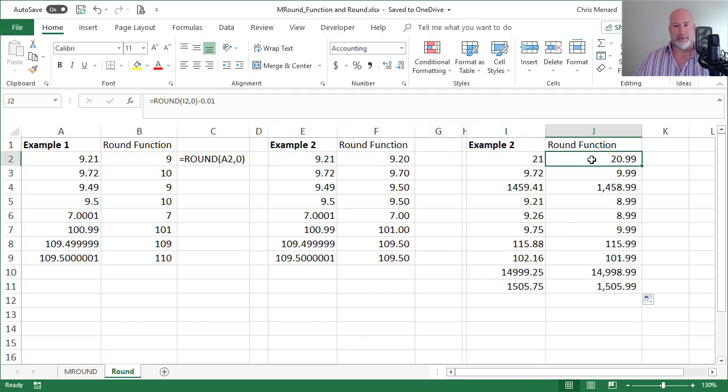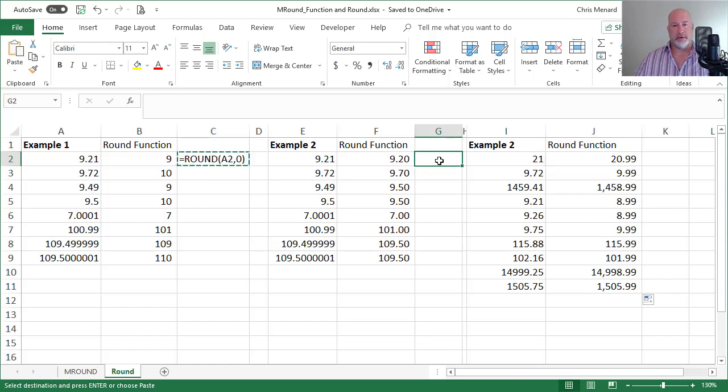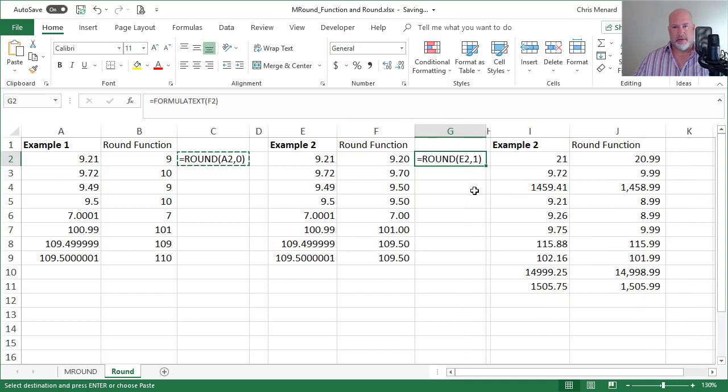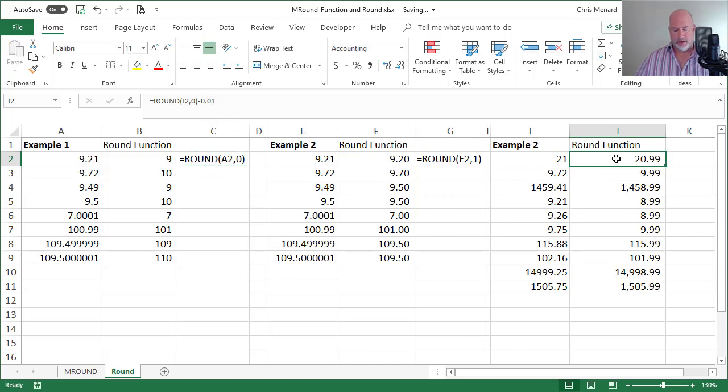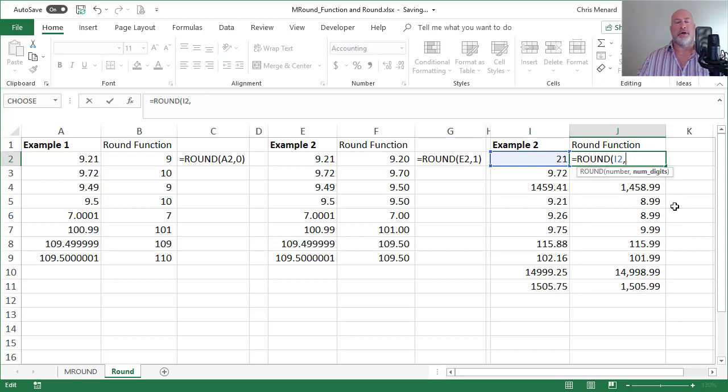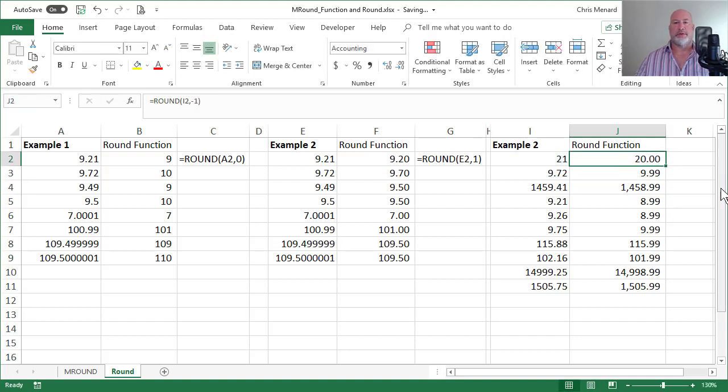One last item about this. So there's your three examples. Let me copy this. That's the formula text. There it is in G2. That's the second example. There's the third example with a negative 0.1. You can also not just do 0, 1, and 2. I'm going to do a negative 1. So 21 went down to 20.